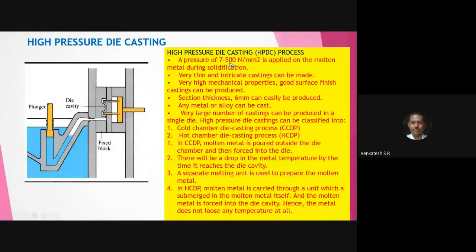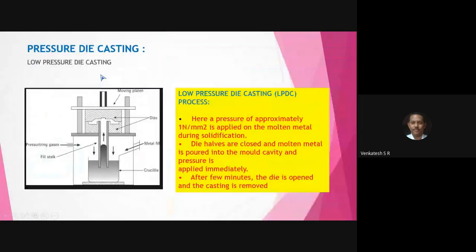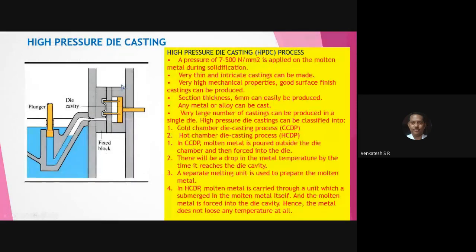Imagine a high pressure of 7 to 500 Newton per millimeter square is applied in this process. For that reason, this is called high pressure. But in the previous case, it was the low pressure of 1 Newton. Imagine, there you have 1 Newton low pressure. In high pressure, you have 7 to 500 Newtons per millimeter square.